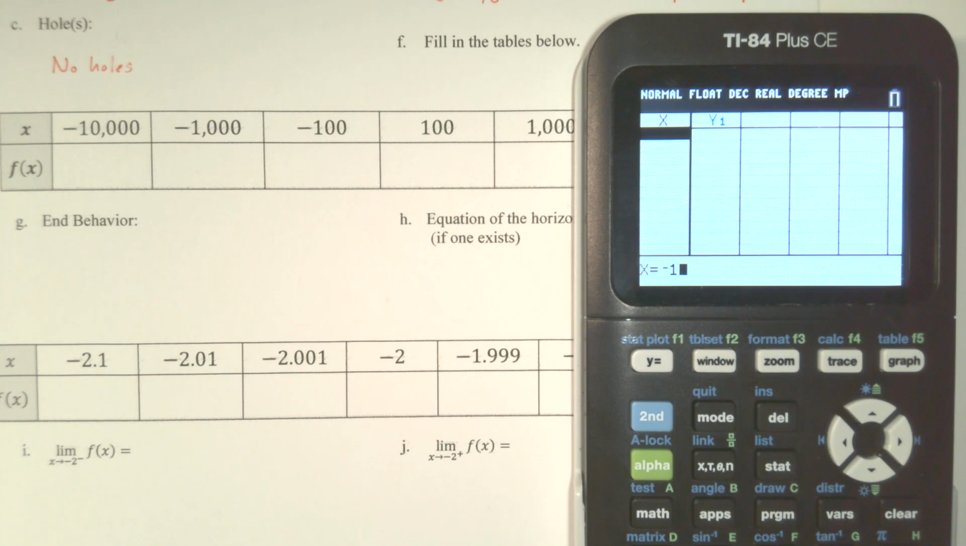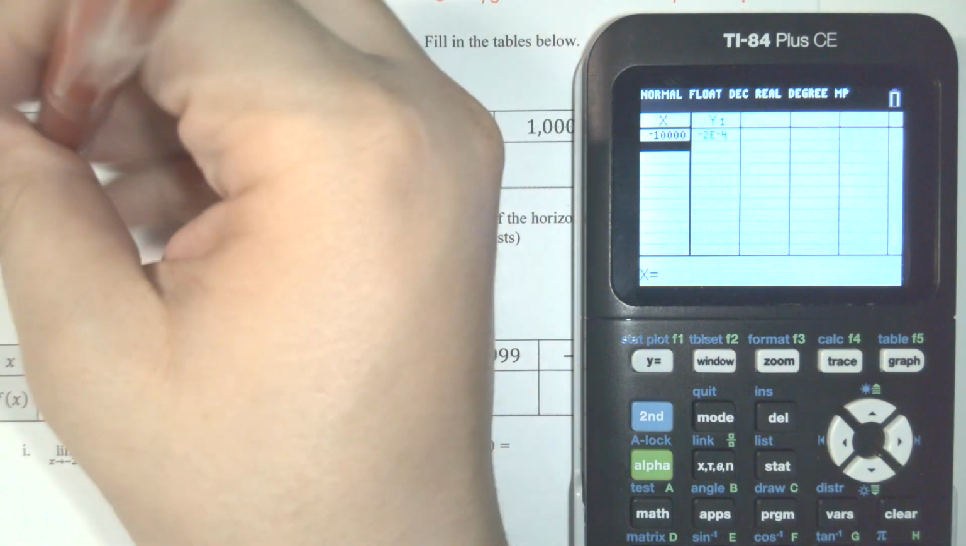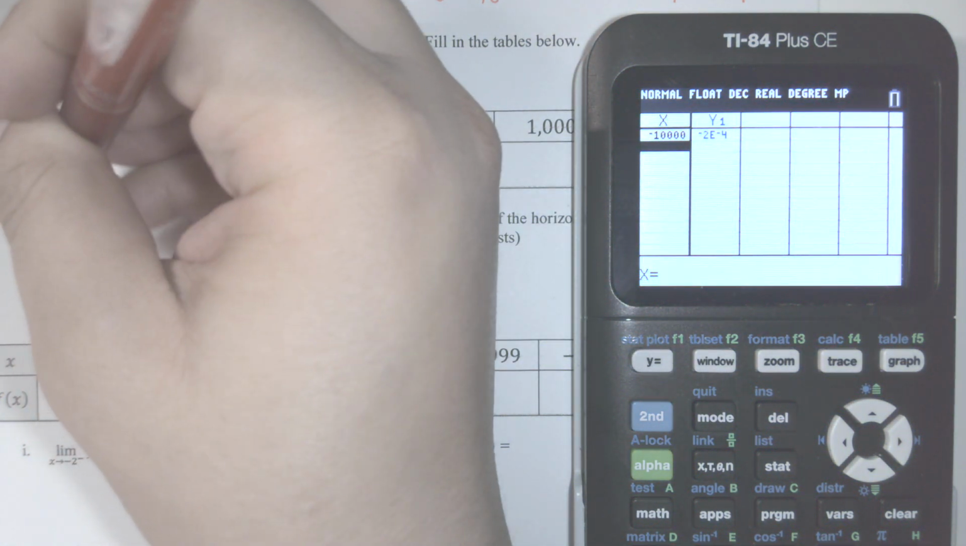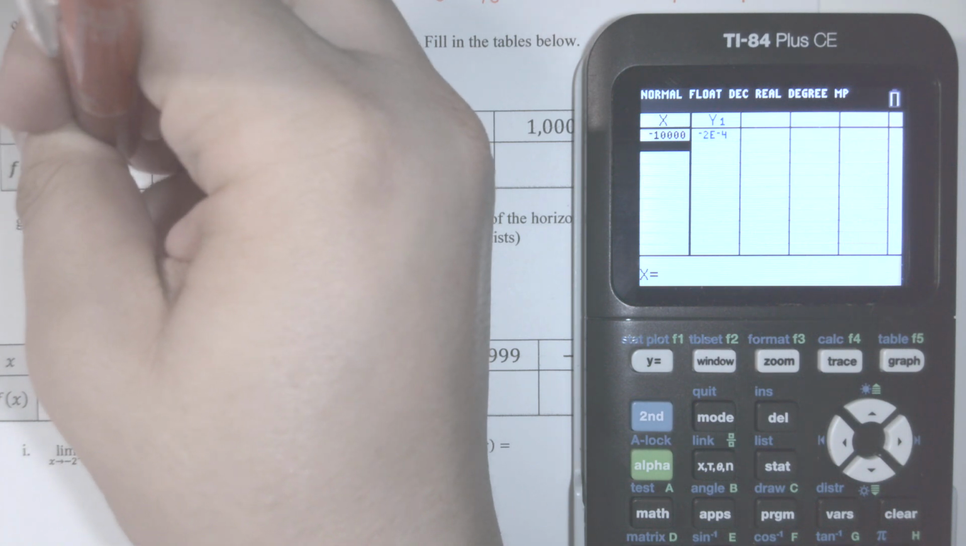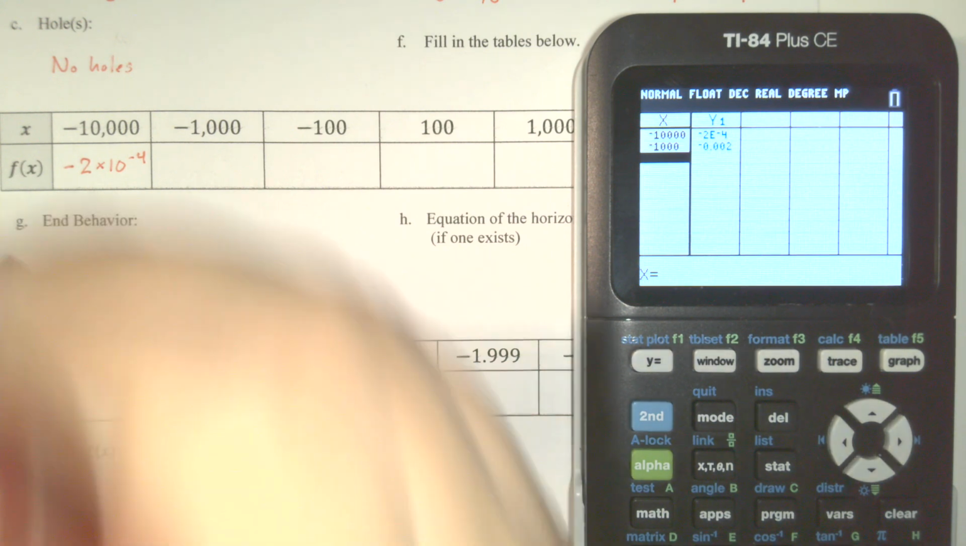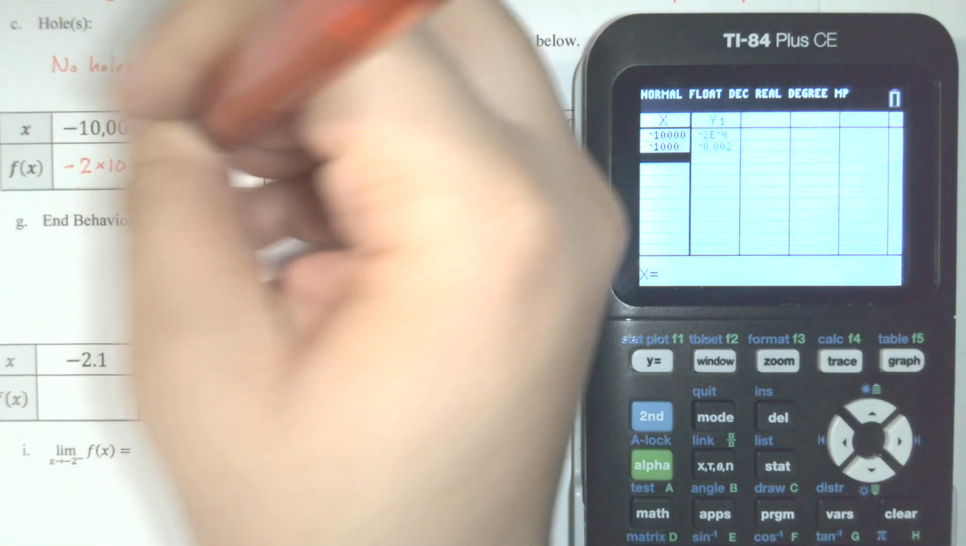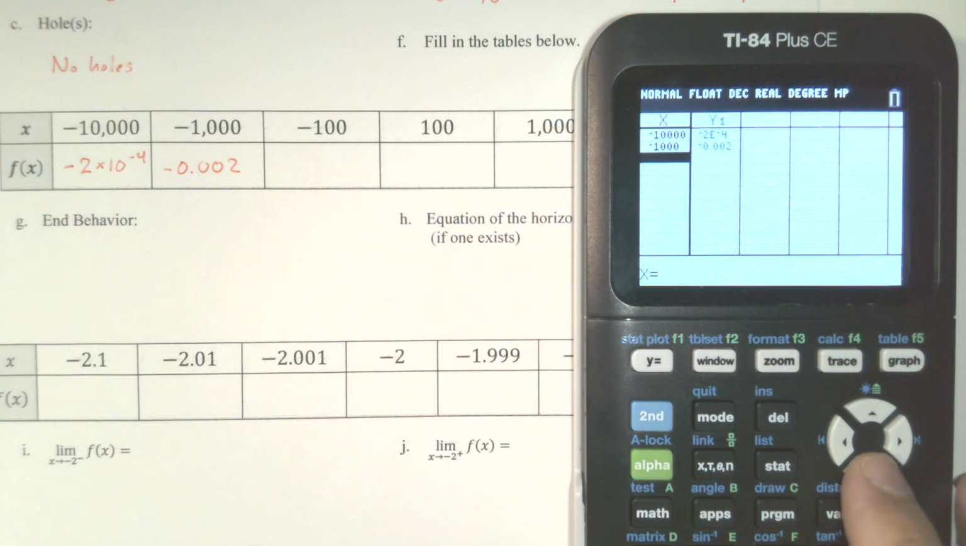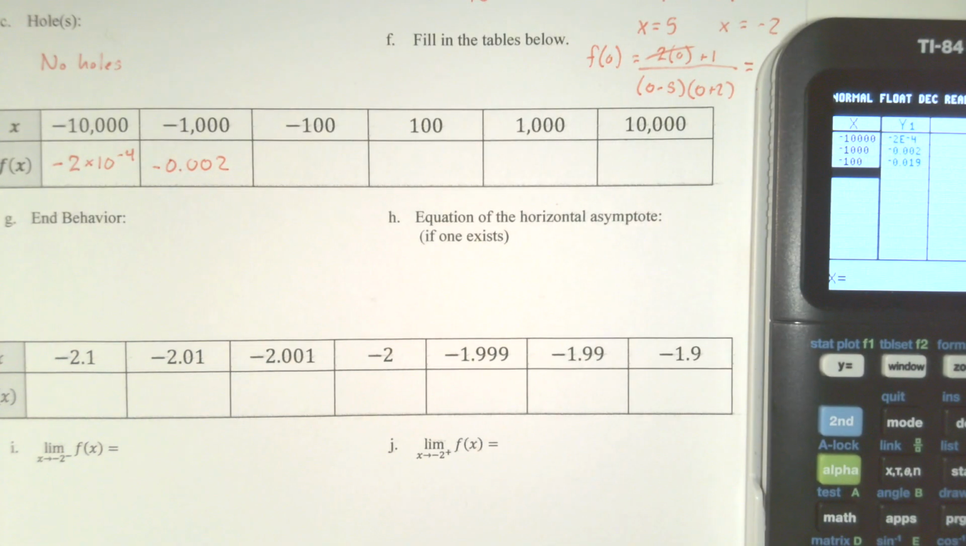So we have negative 10,000 for our x value, and for our y value, we get negative 2e negative 4. And what that e negative 4 means is times 10 to the negative 4. And if you're familiar with scientific notation, that's negative 2 divided by 10,000. So it's a very small number, very close to 0. Now what if we do negative 1,000? Negative 1,000 is still a very small number, negative 0.002. What if we do negative 100? We get negative 0.19.